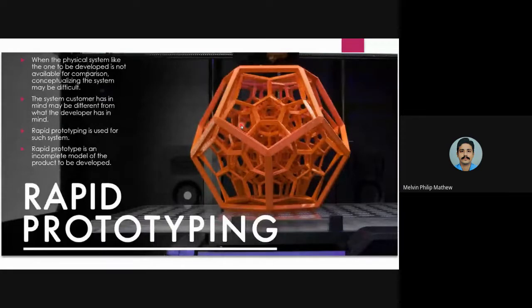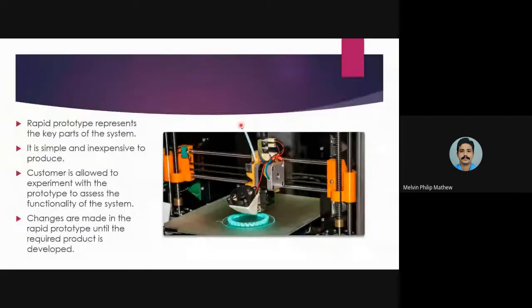Okay, you can bring out the product, finalize the product, but you can bring out the prototype, and you can reduce the number of prototypes you use for the trial and error method, rather than first creating the prototype. Okay, that is what is known as rapid prototyping. Next, you can see it is simple and inexpensive to produce.